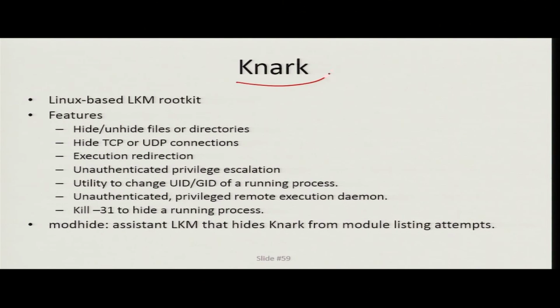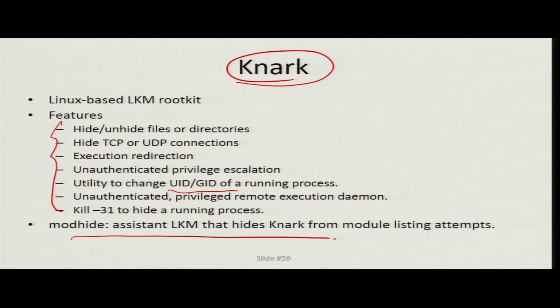Narc is an example of a Linux based LKM rootkit. It does many of these things, like hide or unhide files or directories, hide TCP and UDP connections. It may do control hijacking. It can do privilege escalation by changing the SUID state of a file. It can change the UID and GID of a running process, and so on and so forth. And then there is an assistant LKM that hides narc from module listing attempts.